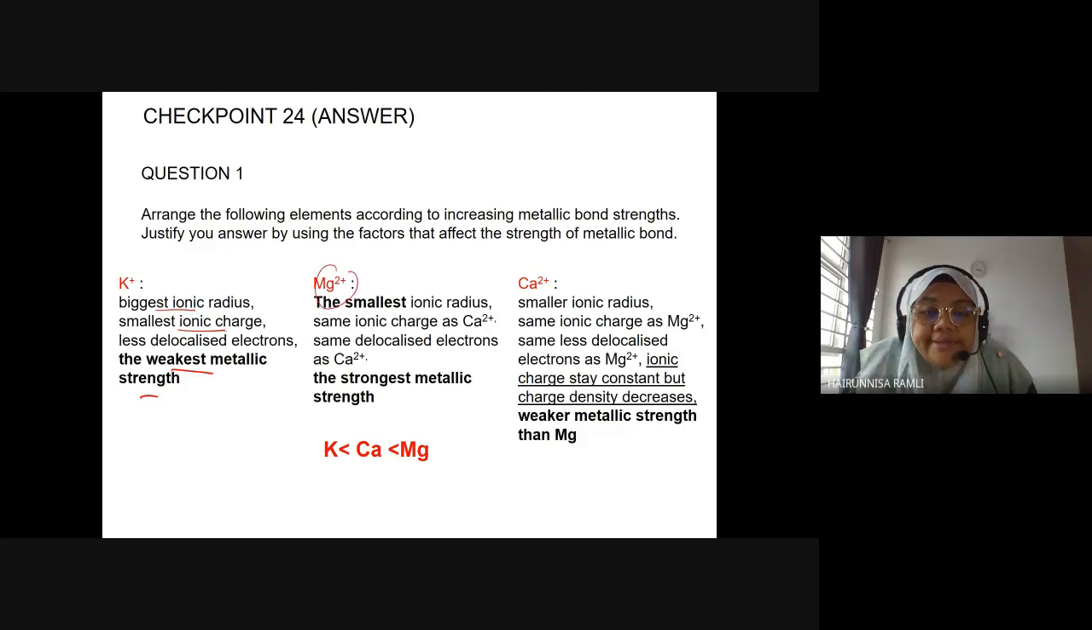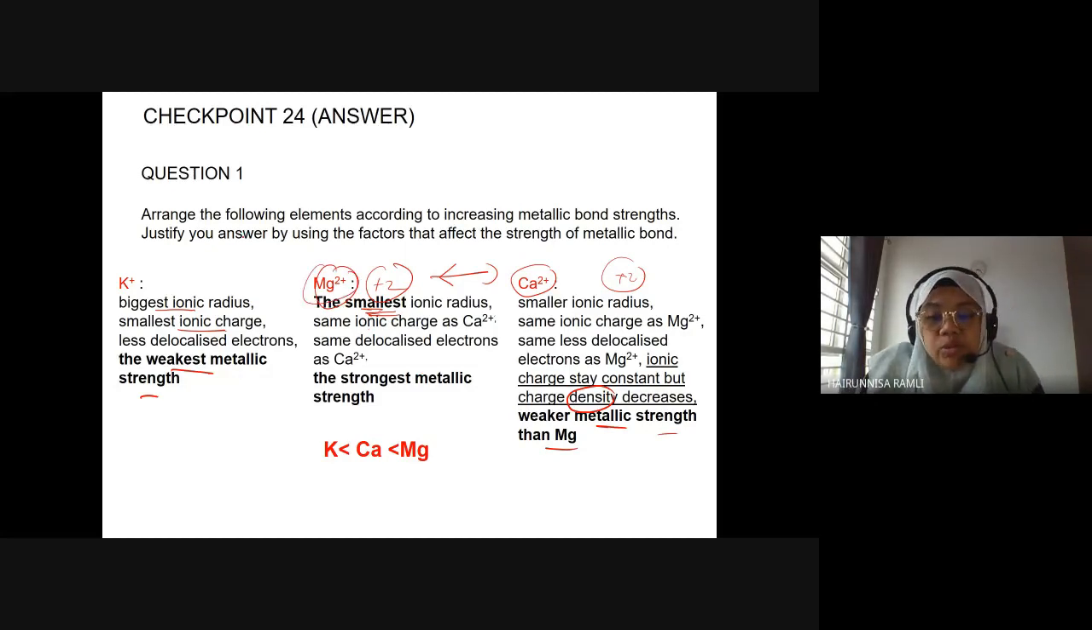So Mg2+ is smaller. Maybe you can look at these two. We mentioned this is the smallest because Ca2+ is also small but it's bigger than Mg2+. Why? If you look, the ionic charge is the same. This is positive 2, this is also positive 2. What differentiates them is that this one is located below Mg. So that's why the ionic charge stays constant but the charge density decreases. Thus it has a weaker metallic bond strength as compared to Mg2+. This is for the explanation, the justification.